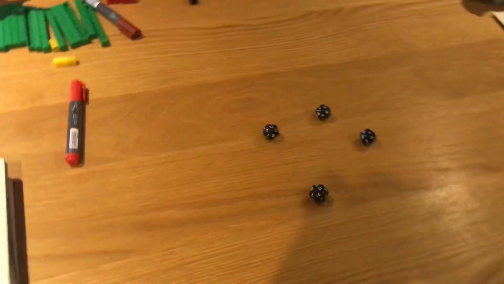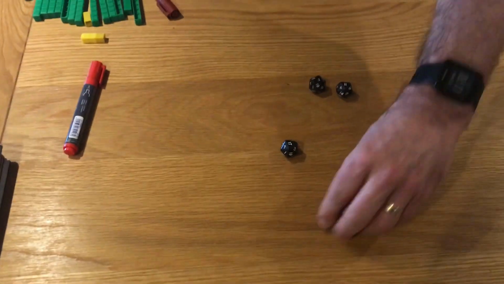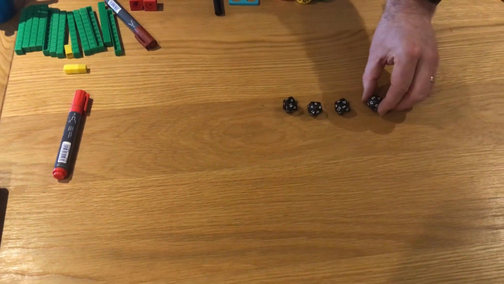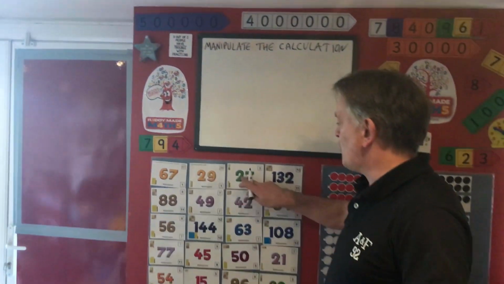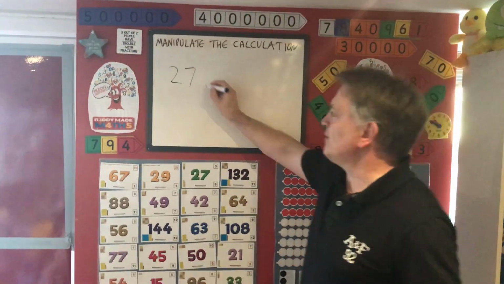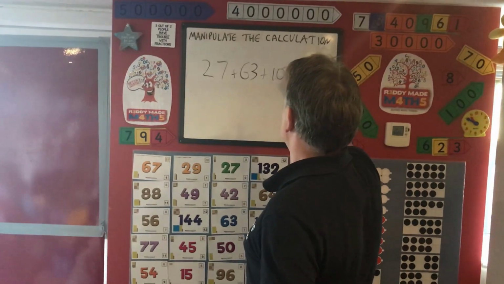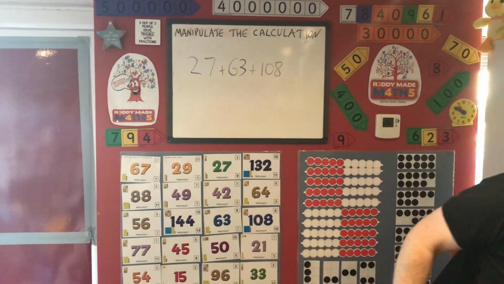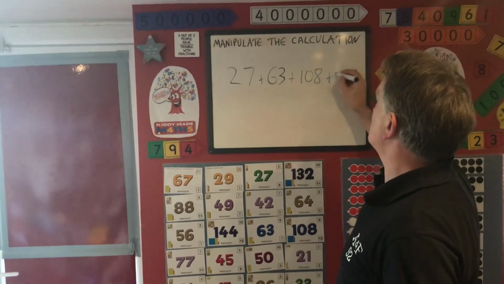I'll roll those dice again, and I've ended up this time with the 3rd number, with the 11th number, with the 12th, and with the 17th. 3rd, 11th, 12th, and 17th. The 3rd is 27. The 11th is 63. The 12th is 108. And the 17th is 54.